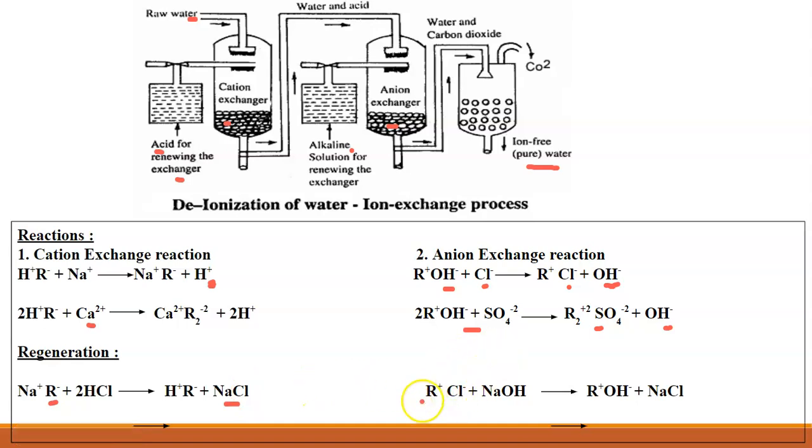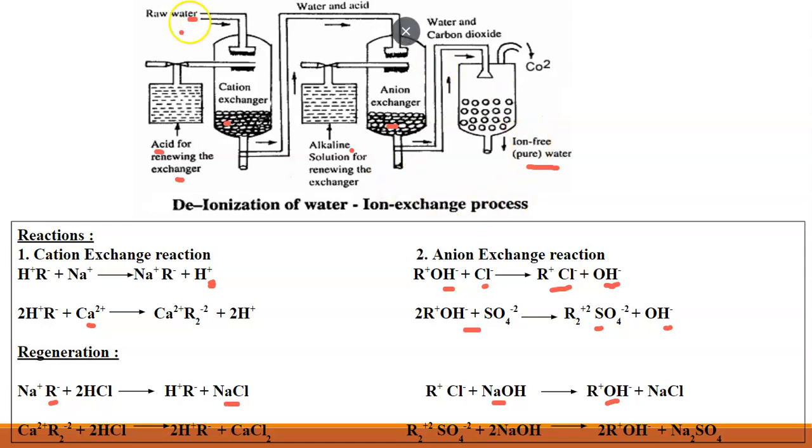Similarly, in the anion exchanger, we can see Cl has taken the place of the hydroxyl ion. So we pass a strong base, which is sodium hydroxide. The reaction will take place and the resin will be regenerated. So the hydroxide ion will again take its position in the resin and NaCl would be given out. A similar reaction can be written for calcium and sulfate as well. So these are the regeneration reactions. So this is the complete process of ion exchange.